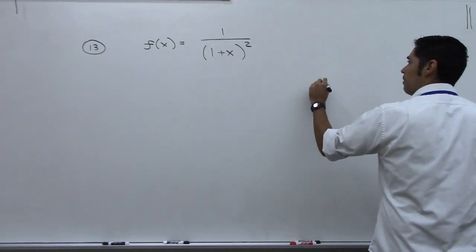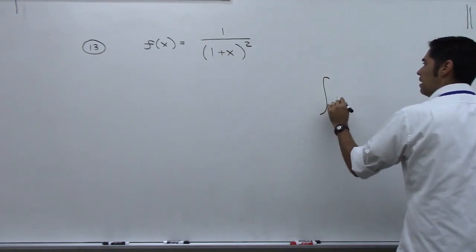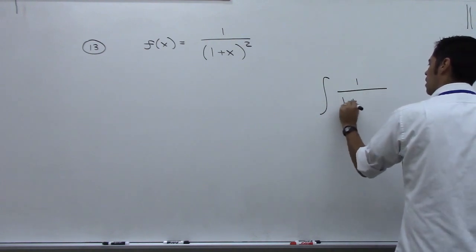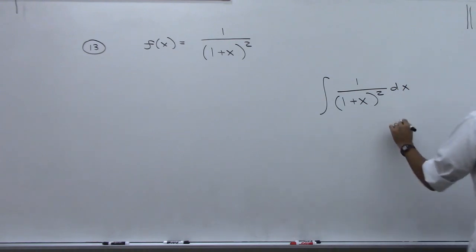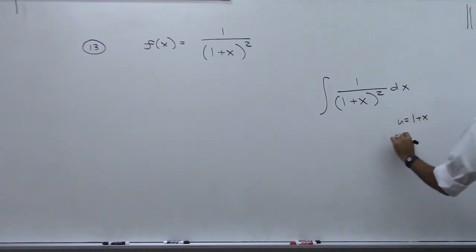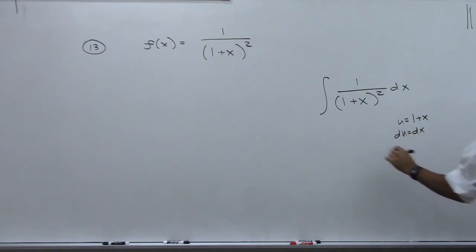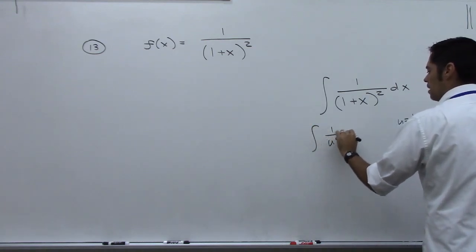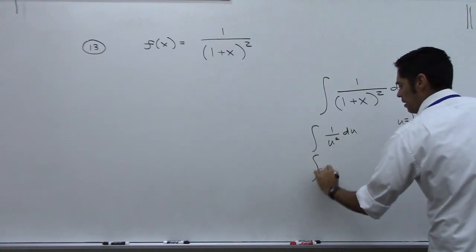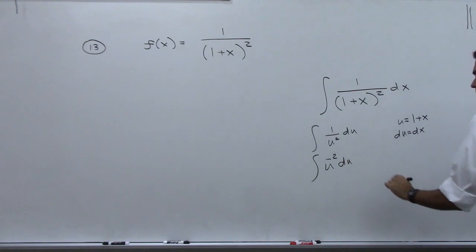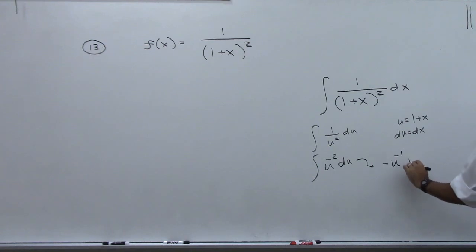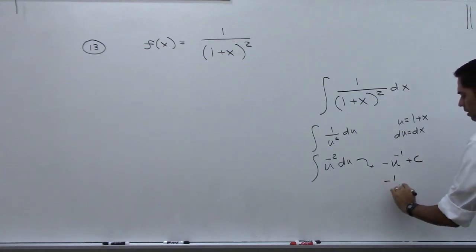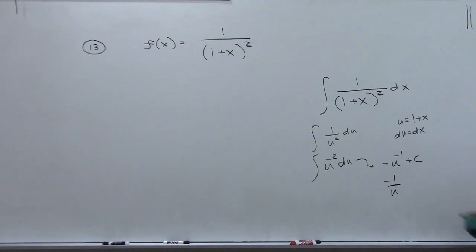So let me start out by trying to show you this. First of all, if I integrate 1 over (1 plus x) squared, make a basic u substitution: u is 1 plus x, du is dx, then this just becomes the integral of 1 over u squared du. That's just the integral of u to the negative 2 du. If we find this antiderivative, it will be negative u to the negative 1 plus a constant, and that's just negative 1 over u. Remembering that u is 1 plus x, we get this.